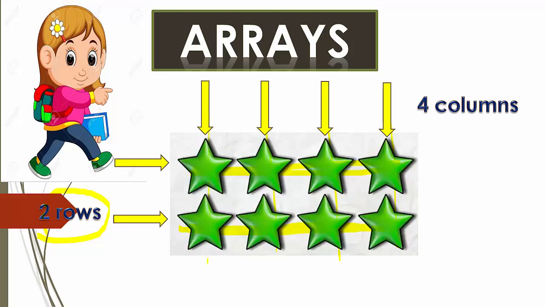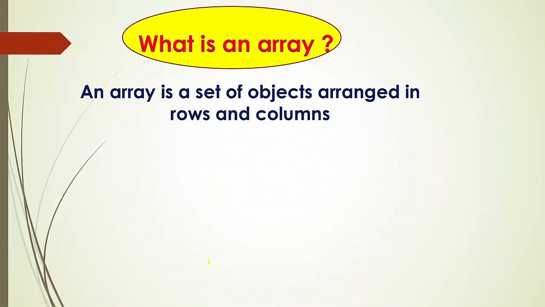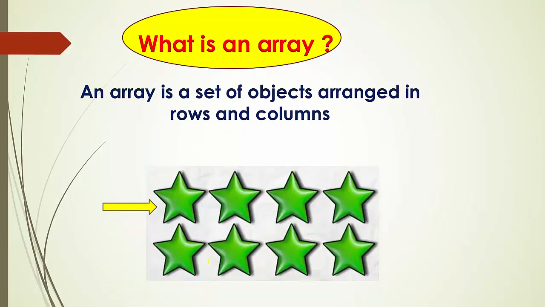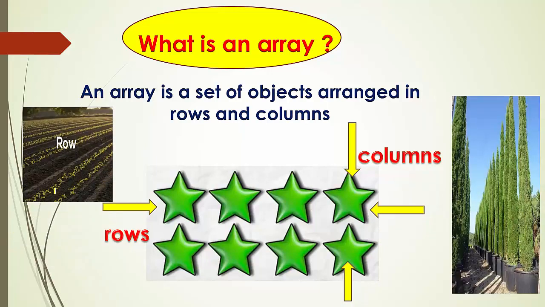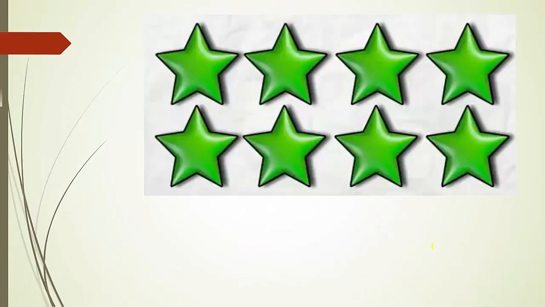Okay, so again, my students, what is an array, teacher? Array means a set of objects arranged in rows and columns. Rows and columns. Columns go up and down. Rows go left and right. Okay, rows like this row in the field. Columns like the tree going up. Okay, let's see together an exercise.